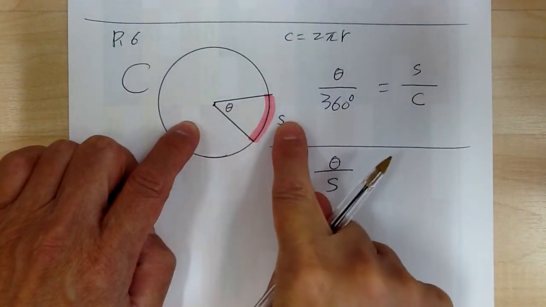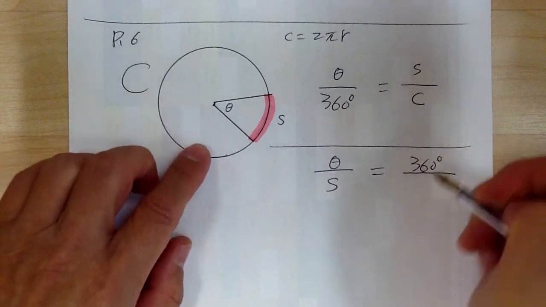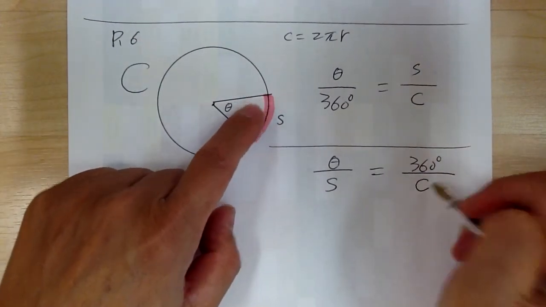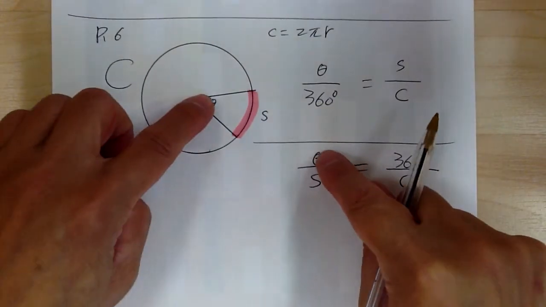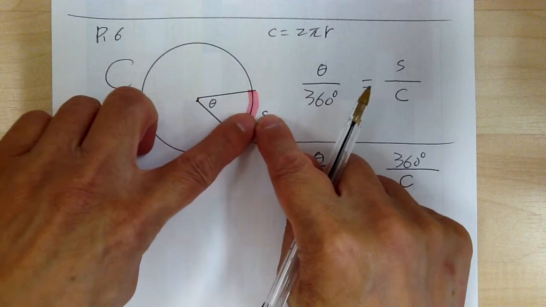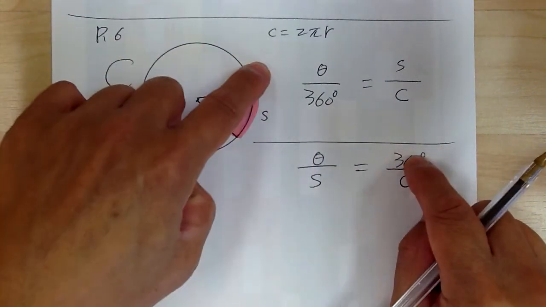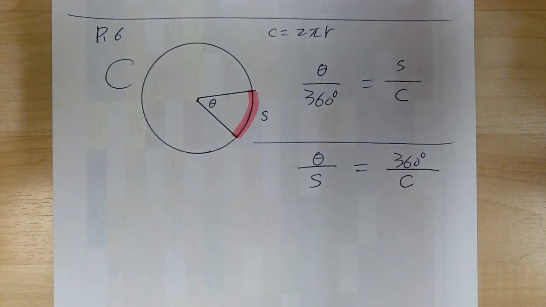Angle over length will equal angle, which is 360, over the length, which is the circumference, or 2 pi r. So you can have the partial angle over the partial length equal to the whole angle over the whole length. So you can use proportions. You can use any way you want.